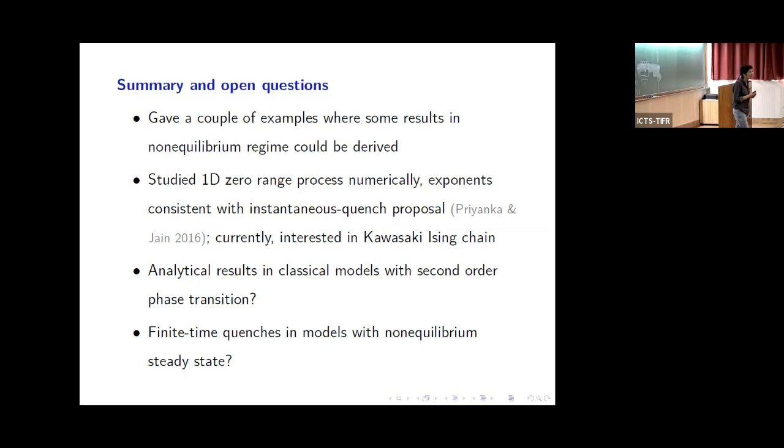For the mean field zero-range process, we looked at the mass fluctuations also. The same story holds, but we looked at only the exponents. So what we would really like to do is to look at the scaling function, but we haven't been able to make progress with that.